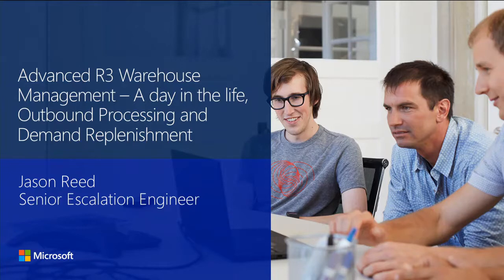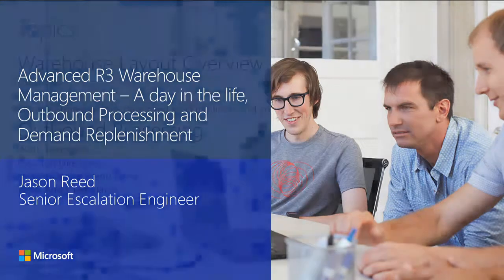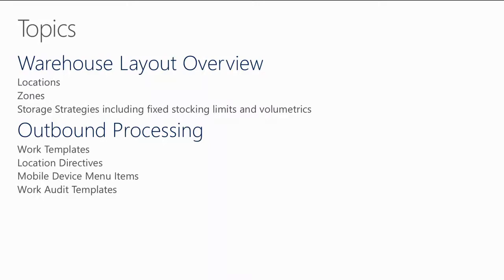So, like I said, what we'll be covering today is the outbound processes for warehouse management. Some of the topics that we're going to cover today, first of all, we're going to talk about the warehouse layout. We'll talk about locations within the warehouse, how we can group those locations together as zones, and then use those zones to control where inventory is pulled from. In addition to that, we'll talk about some of the storage strategies around fixed stocking limits, fixed locations for items, and volumetrics.